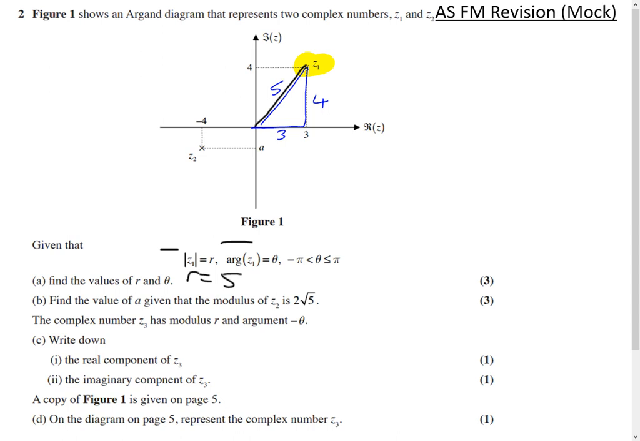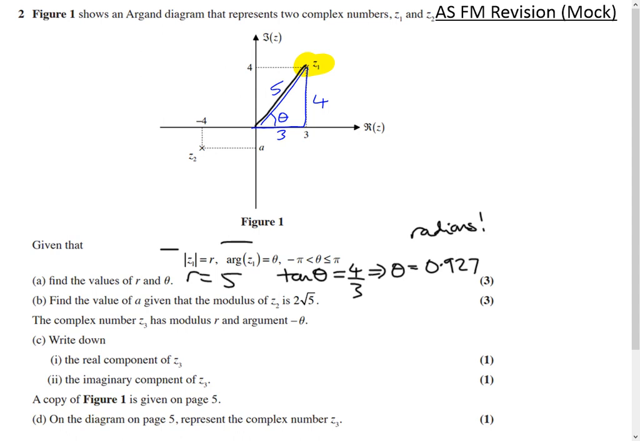Now I want to find theta. So theta is the angle made with the positive real axis in an anti-clockwise direction. So theta is that angle there. If I look at that triangle, you can use sine, cos, or tan, but tan theta is opposite over adjacent, and then you could just use your calculator to get the angle 0.927. Remembering that by default we tend to be in radians for complex numbers.